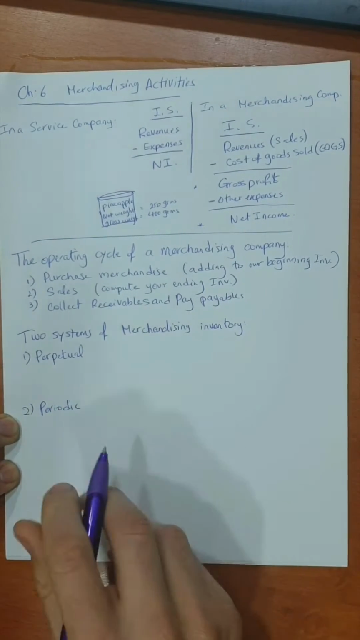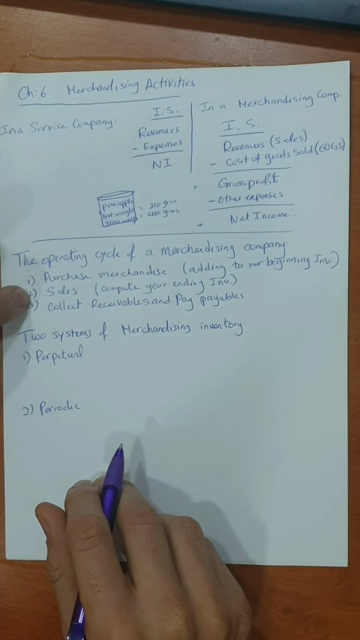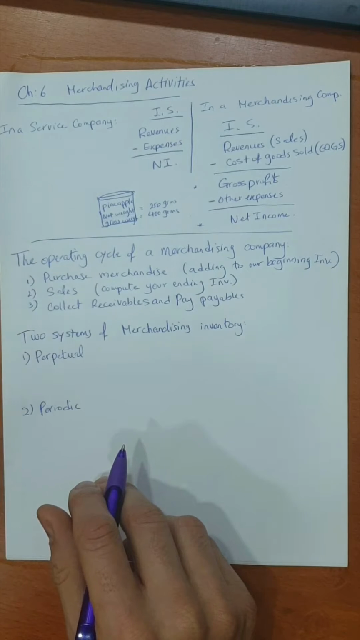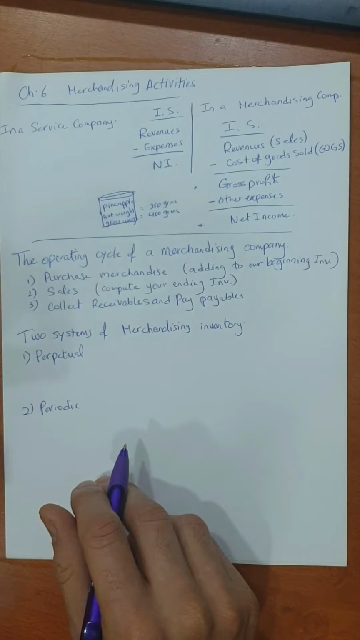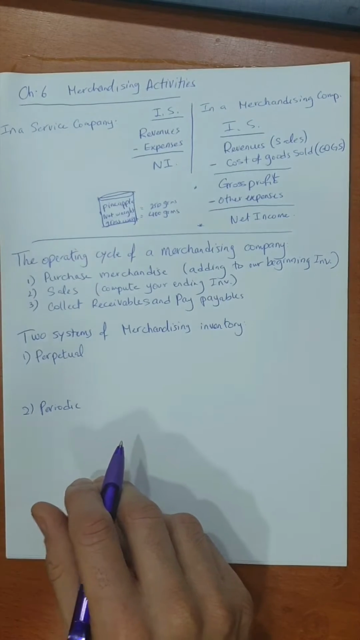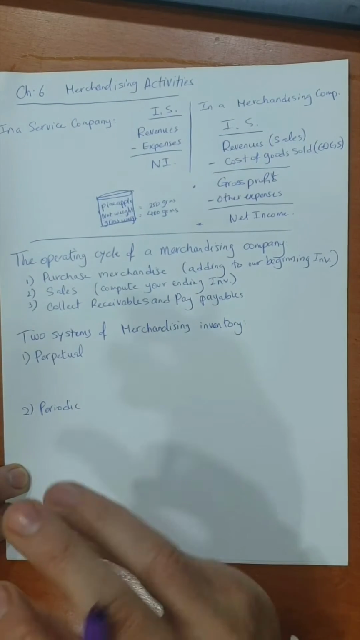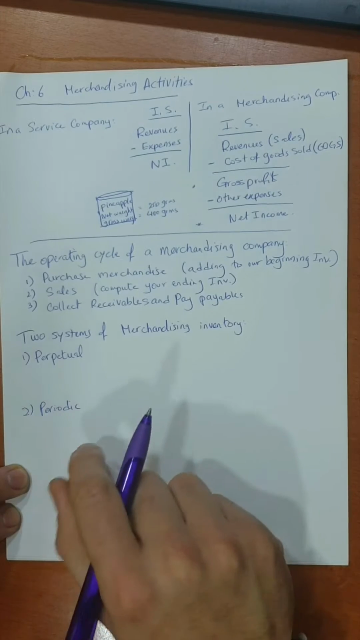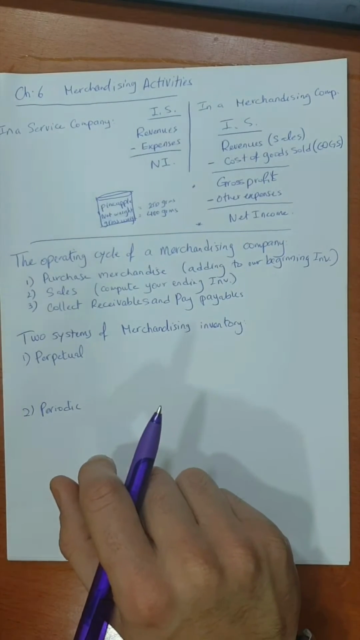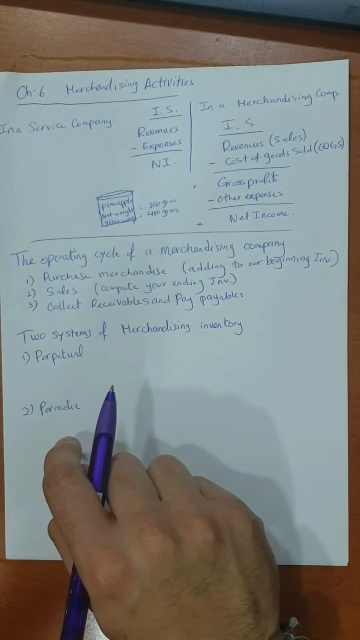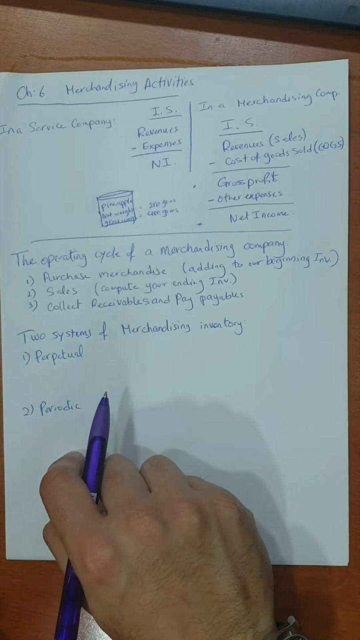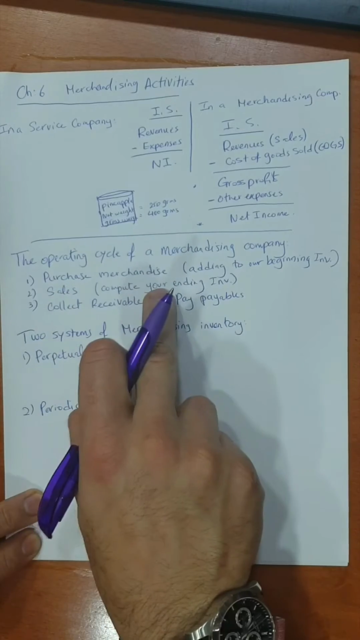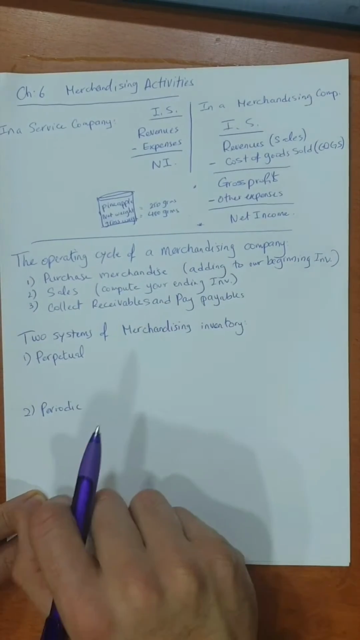The perpetual does these three activities continuously, automatically, up to date. Every time you make any transaction, the system is automatically updated. The periodic is slower, it's slightly outdated, and I will explain how these two systems differ from each other when it comes to these activities: the purchase of merchandise, selling the merchandise, collecting receivables, and paying payables.